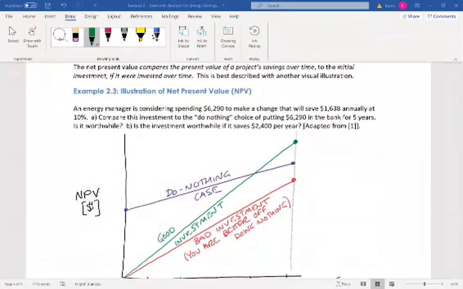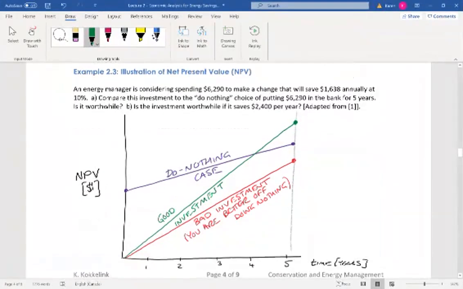Or should I have sat on my couch and done nothing and taken that money, instead of spending it on capital and buying that new heat pump, should I have just put it in the bank and invested it over time? It's best shown with an illustration.